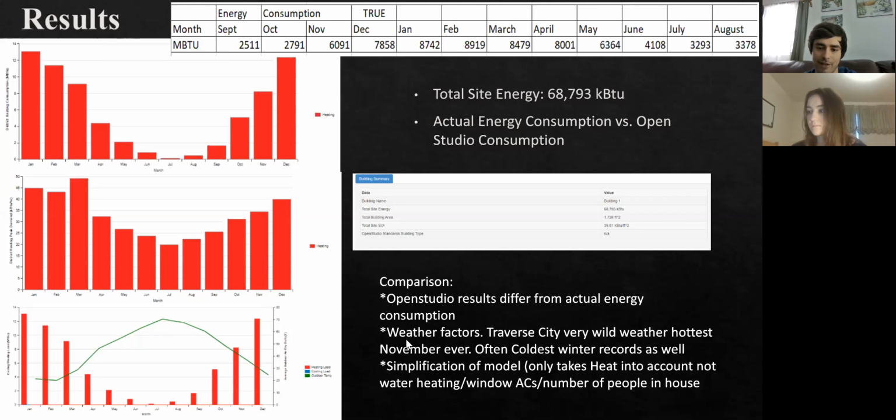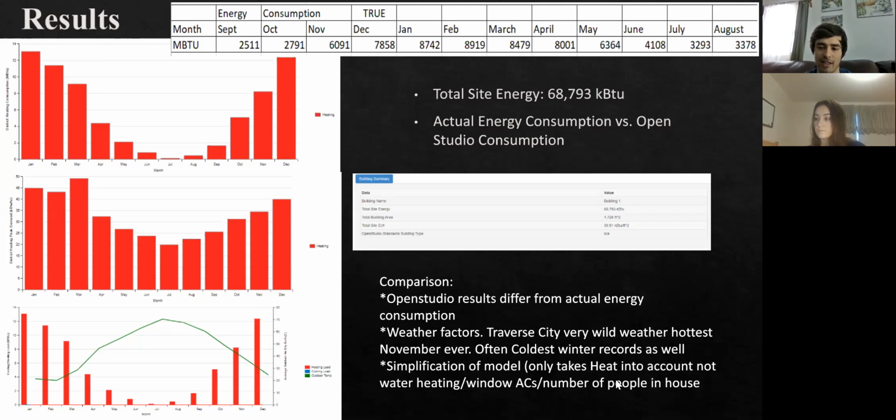One of the biggest factors I think will be weather. Traverse City has very wild weather conditions. One day it could be 70 degrees, the next day it could be 20 degrees. In fact, this year we had the hottest November ever, and often we break our cold records every year as well.